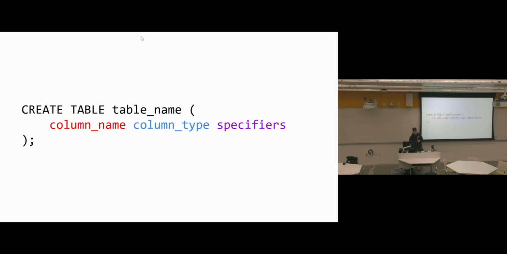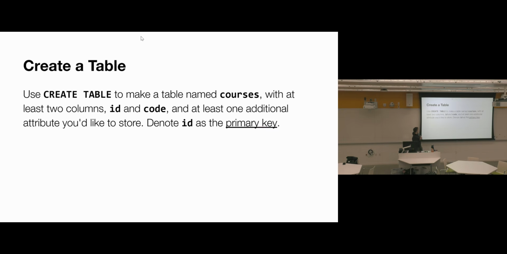What you're going to do is define some information about the table, especially if we've organized it in terms of columns. You have the name of the column, the type of data that you want to put in the column, and then some specifiers, rules for the data that should be in the columns. So you use create table. You can use create table to make a table named courses that has two columns, for example, ID and code. And then you can put any additional attribute there.